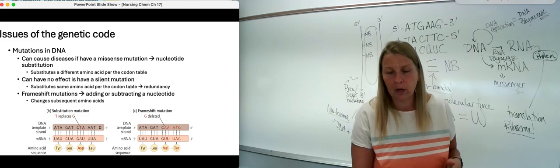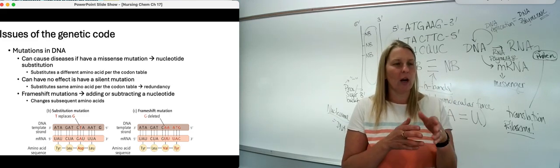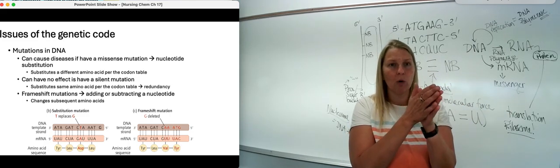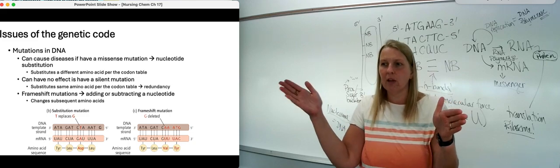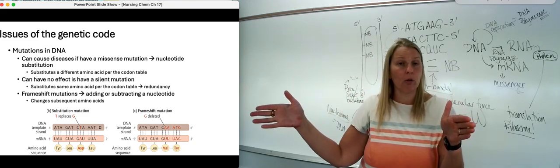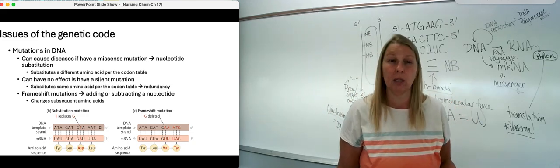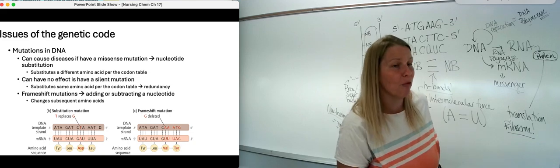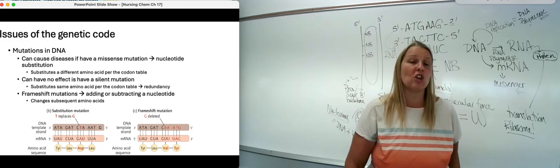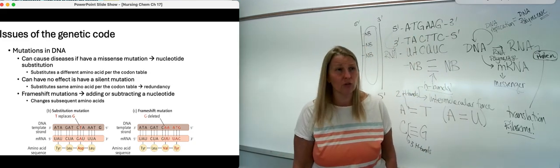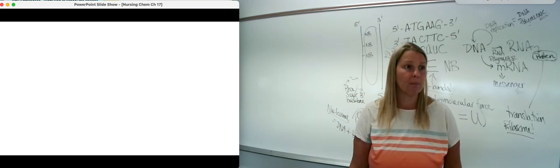So imagine you're reading a book, but they accidentally put a space in between a word, and then they just kept the same number of letters for each subsequent word. It would be really, really hard to read. You'd get a completely different type of book as a result. So again, it changes all the downstream amino acids usually as a result. That's a big issue. Okay.